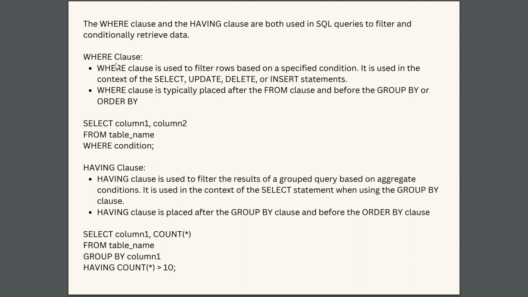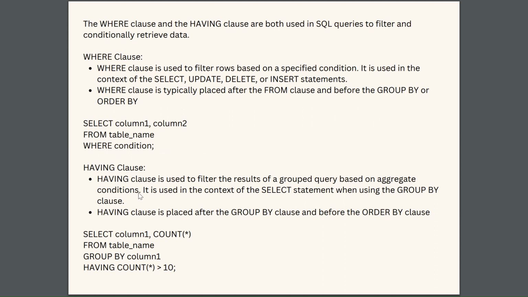The first one is where clause. Where clause is used to filter rows based on specified conditions. It is used to filter data in the context of select, update, delete, or insert. So we can use where clause in all these contexts. Where clause is typically placed after the from clause and before the group by or order by clause. So that is the order in which we have to specify the where clause. This will be the basic syntax of where clause, and we are using it to filter data on a row by row basis.